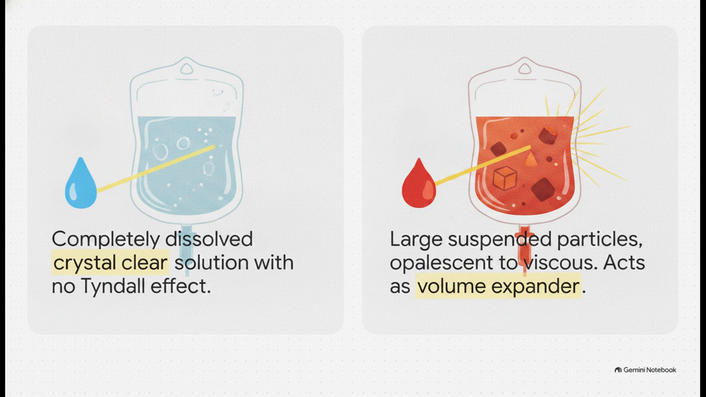Colloids, on the other hand, are the heavy hitters we use for severe hypovolemic shock. They contain large, insoluble particles suspended in the liquid. Because of those big particles, they look kind of viscous or opalescent, and they actually do scatter light. That's the Tyndall effect. They stick around in the blood vessels longer to act as major plasma volume expanders.